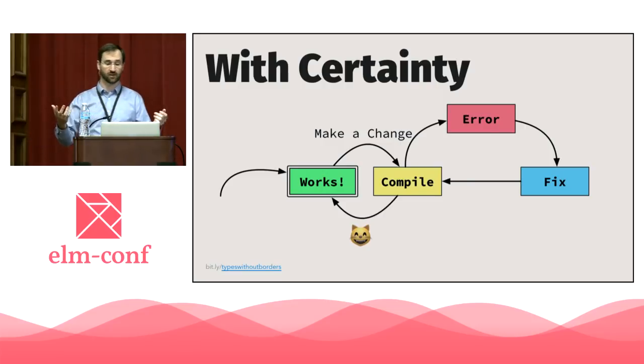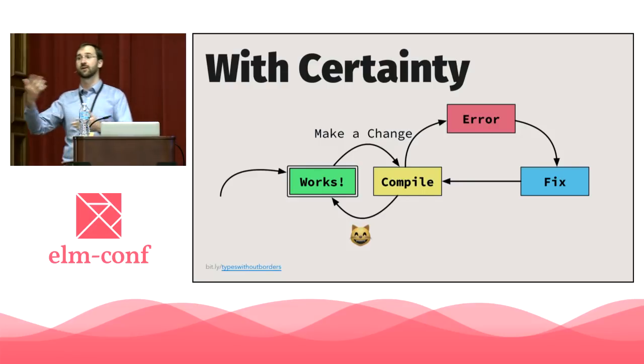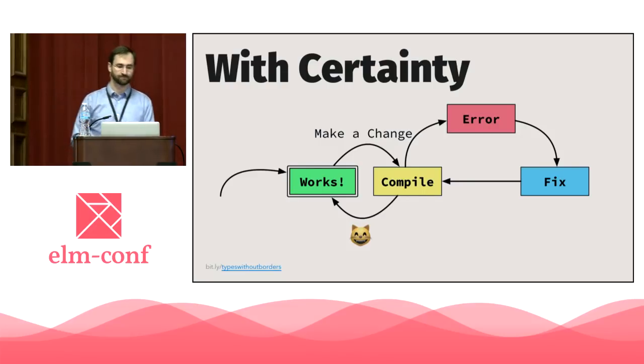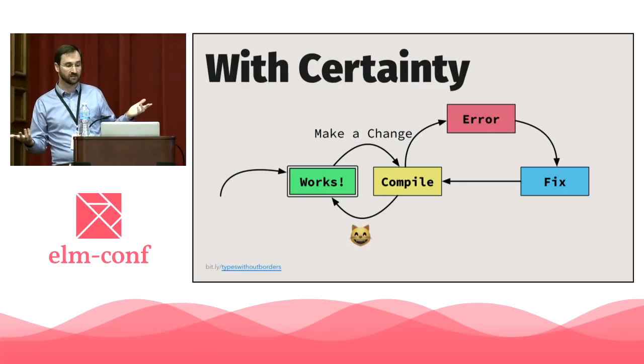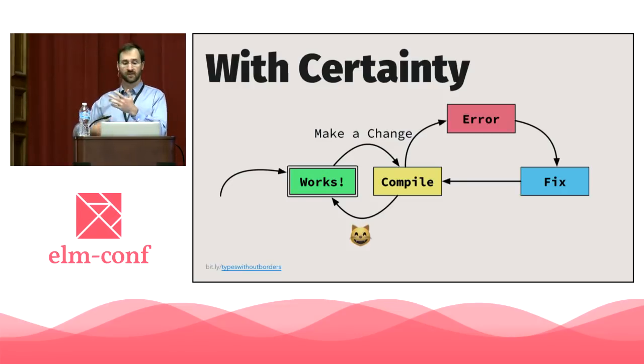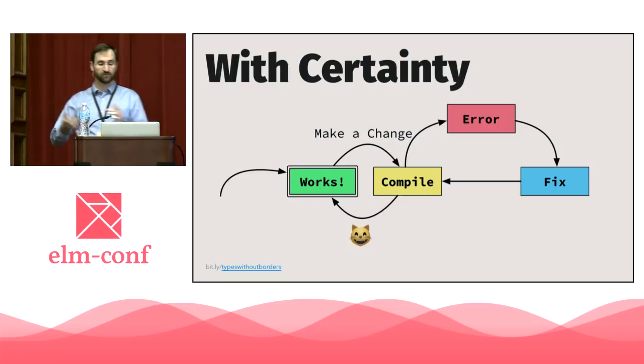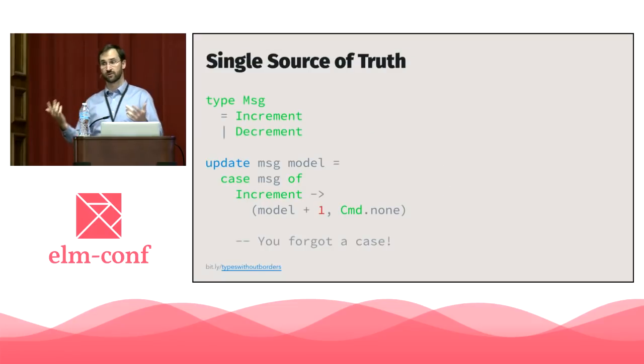So we've got this code. We're very confident that it works. We make a change, like adding our new decrement message example earlier. We compile it. It says, you haven't handled all these cases. We fix the compiler errors, and once we've gone through that loop and fixed all the compiler errors, we're happy. We're very confident that our code is working, because we're operating with this single source of truth. So we've got this strong sense of confidence.